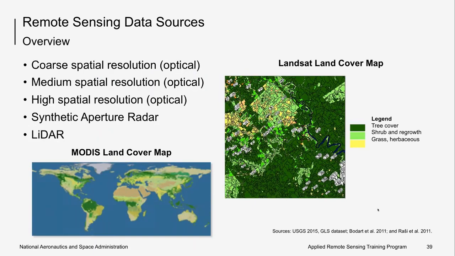There are multiple types of useful remotely sensed data available for monitoring forests. They vary in spatial resolution, temporal resolution, and data type. So we'll briefly discuss some of the attributes of coarse, medium, and high optical imagery, and a little bit about radar imagery.